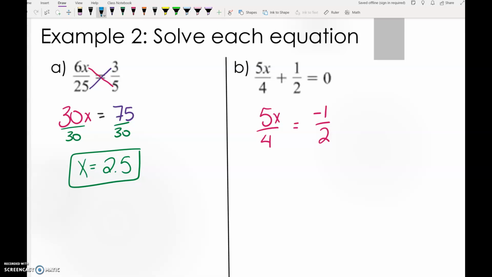Now we have fraction equals fraction. So we have 10x equals -4. X equals -0.4.